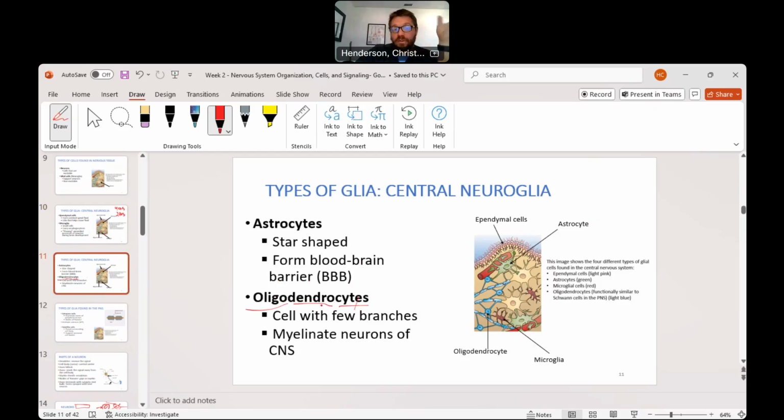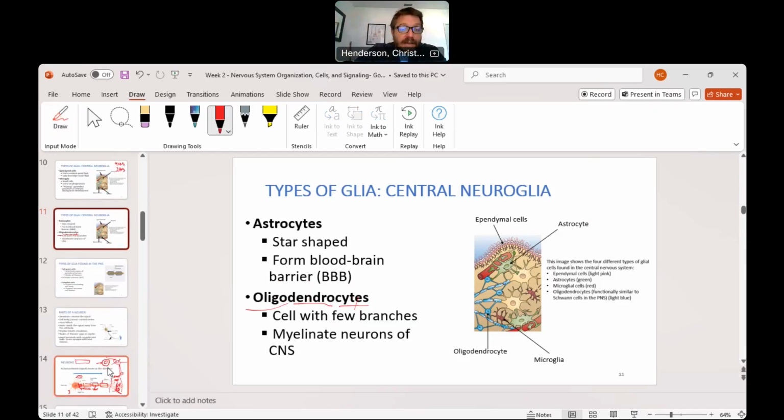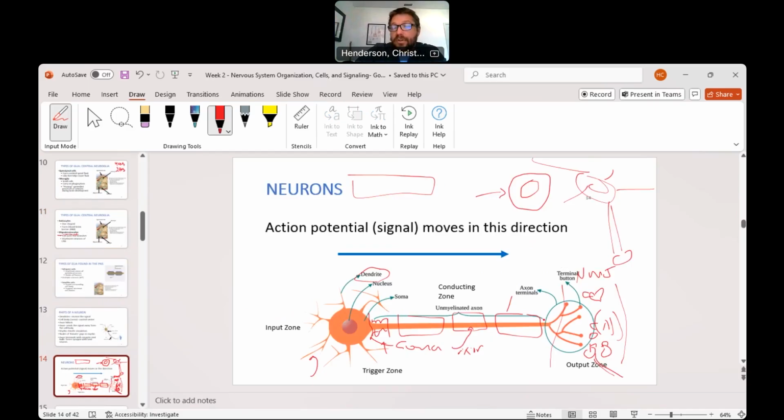Oligo means few. Dendro means that it's got branches. So it's got a few branches on it. And what it's going to do is make that myelin sheath around the neurons in where? In our central nervous system. That's the oligodendrocytes. Why do we need that?